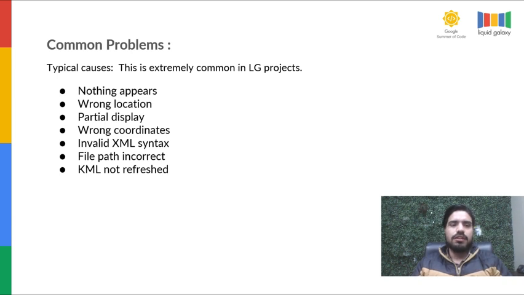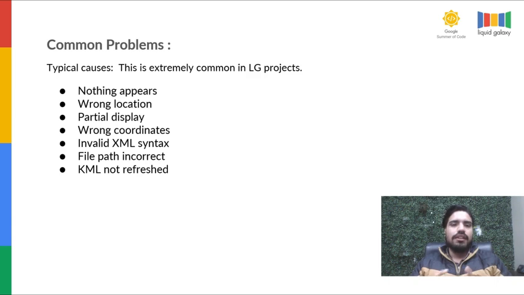So, what are the common problems we face while dealing with KML? First one is nothing appears. I remember that when I first sent a KML file to Liquid Galaxy, I saw nothing on Google Earth because there was a syntax error in my KML file. Causes can be that we specify the wrong locations, the wrong coordinates, or we have invalid syntax. In my case, it was invalid syntax.